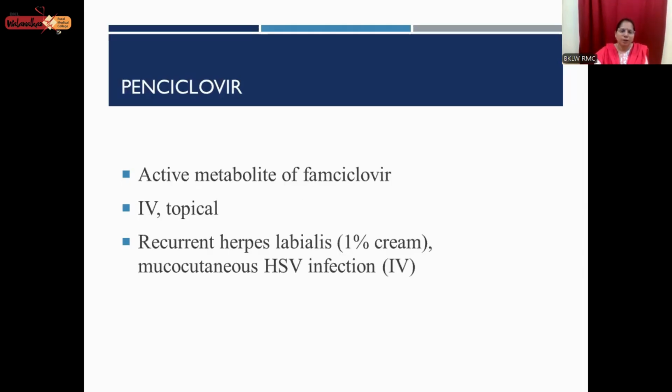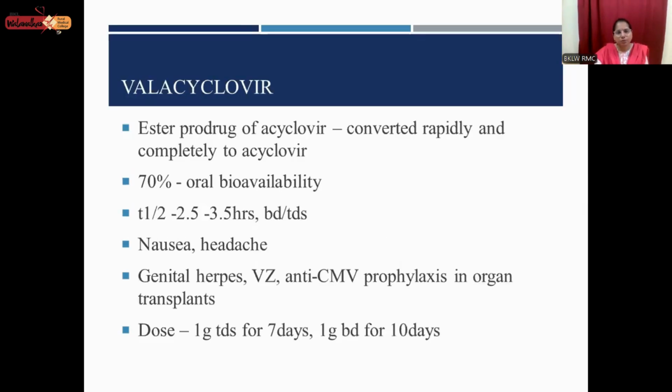Penciclovir has an active prodrug, that is famciclovir, given by IV and topical route. It is used in recurrent herpes labialis infections, 1% cream, and in cutaneous herpes simplex infection by IV route.